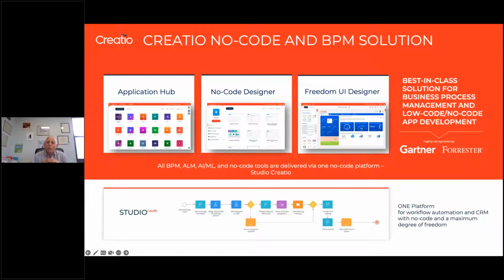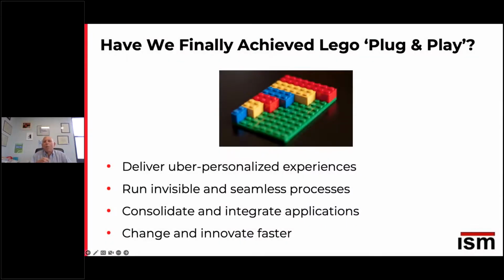But then you add into it the Studio Creatio, which is their core tool set to create workflow automation. And again, using no code. And here you have like a powerful set of tools. The only way I look at this, you can go to the next slide. The only way I look at this is I wonder if Creatio, in fact, has created what I call the Lego plug and play. And let me tell you why I'm saying that.